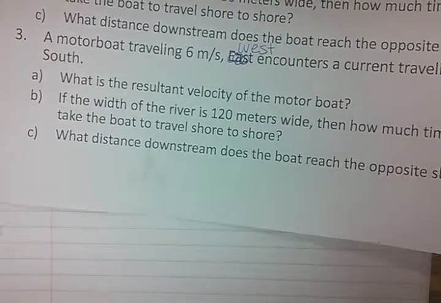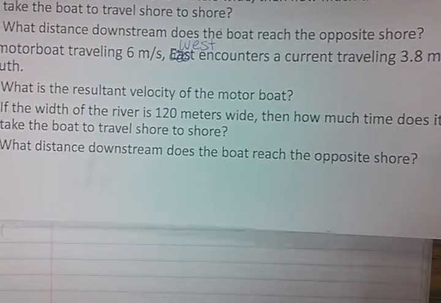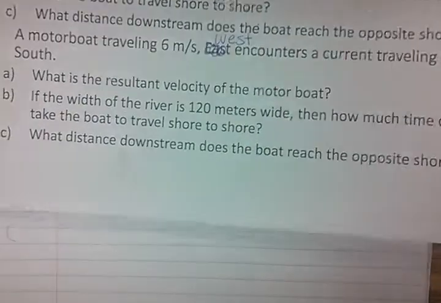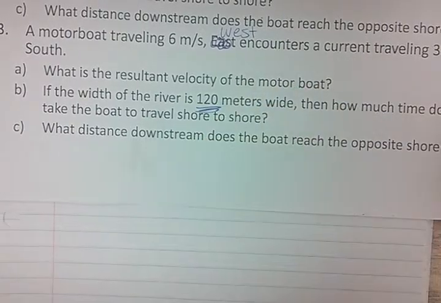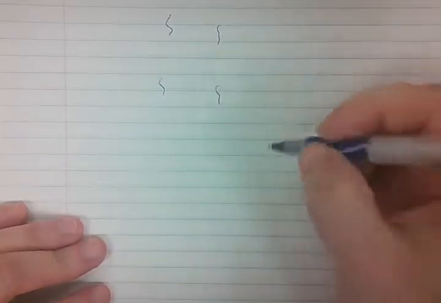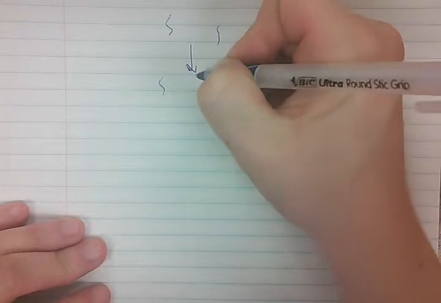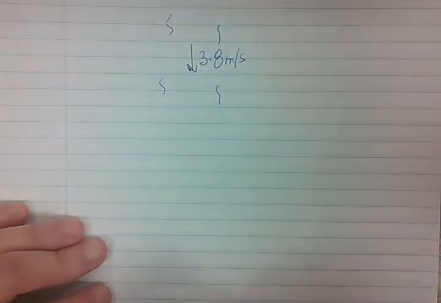So, a motorboat traveling 6 meters per second west encounters a current traveling 3.8 meters per second south. And we want to do the same types of things we did for the last two problems, except in this problem, the width of the river is 120 meters wide. So in this problem, the current is traveling 3.8 meters per second south. So let's draw that first. Here's the river, and we got 3.8 meters per second south.